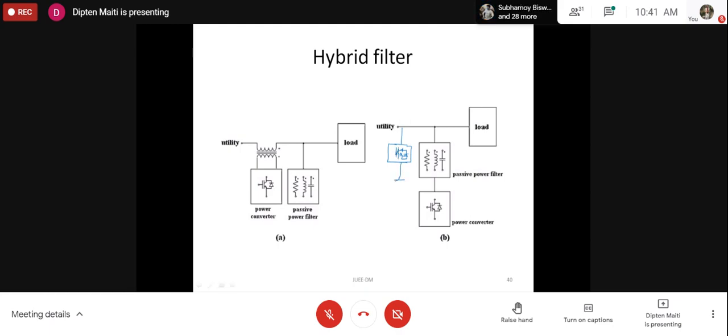So this is the representation where the active filter is in parallel with the shunt passive filter. So both of them are shunt filters. In the earlier case, if you just remove the blue part, the active filter and passive filter are connected in series. However, with respect to the load, they are connected in shunt.